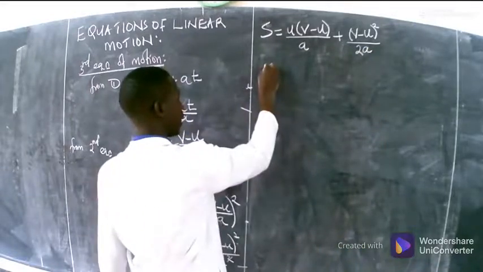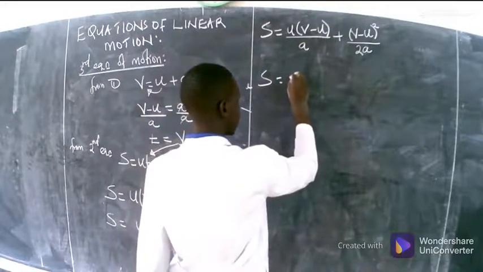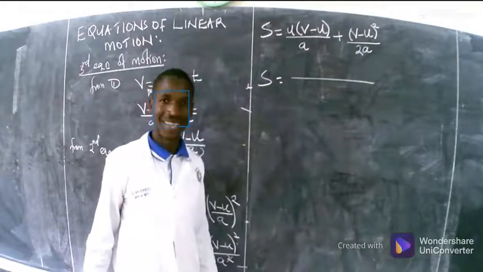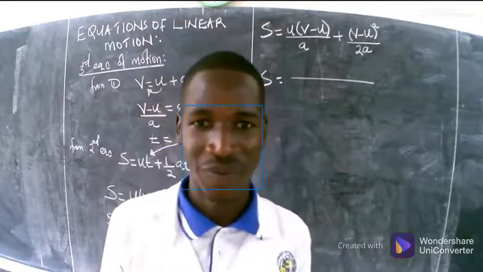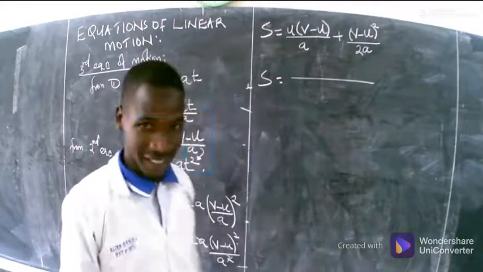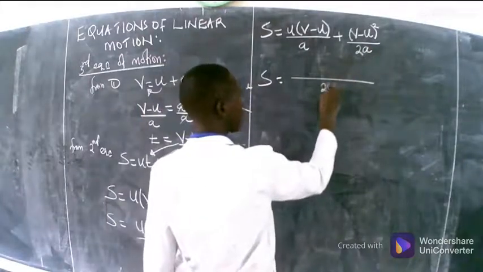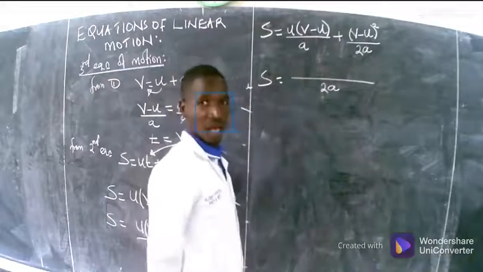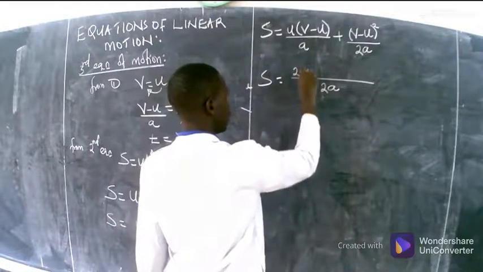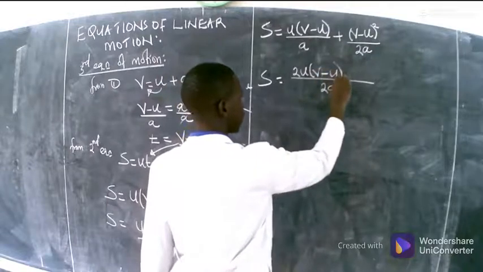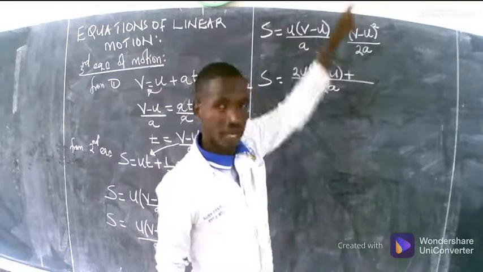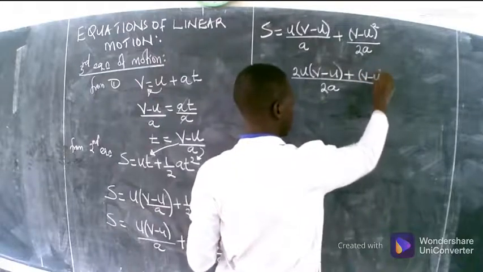Good. Then from there, we take the LCM. S equals, we take the LCM. We have A and 2A. What is the LCM? A and 2A, what's the LCM? LCM is 2A, right? Good. So we said 2A divided by A, A and A will go. You remain with the 2. So 2 times this, you get 2U into V minus U, close. Plus 2A divided by 2A, that is 1. 1 times V minus U squared. You get V minus U close squared.